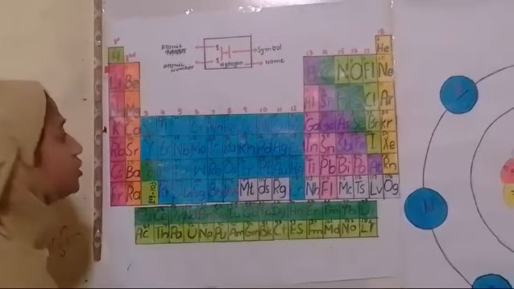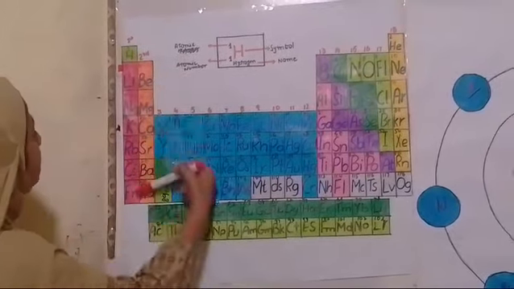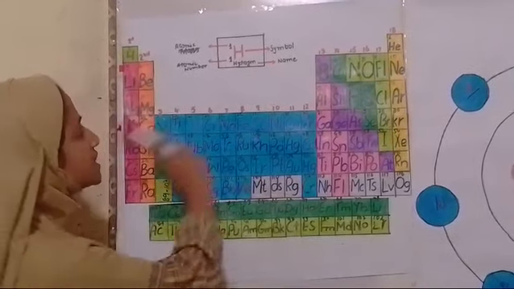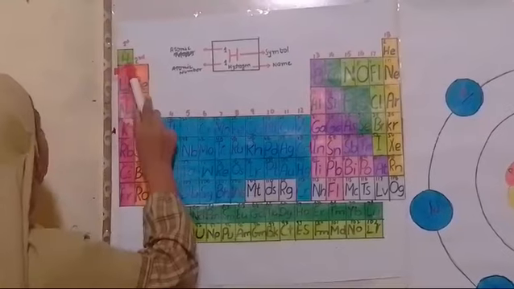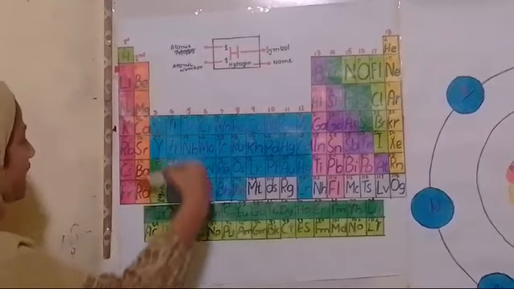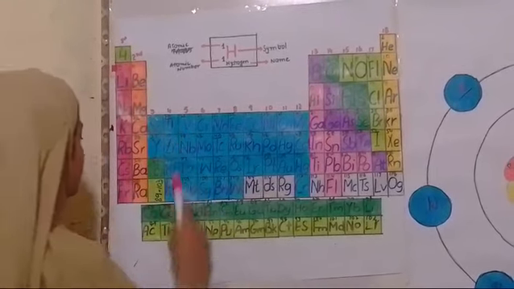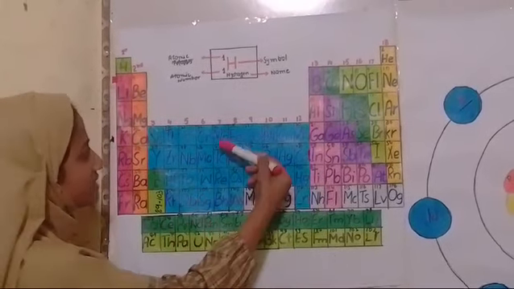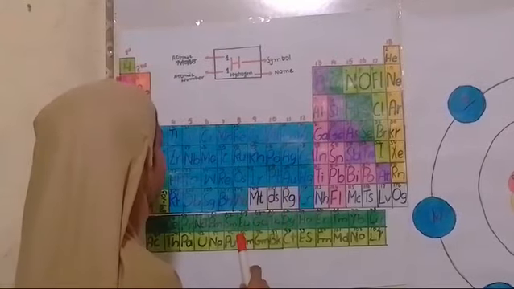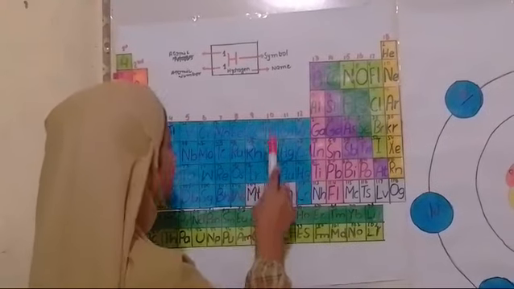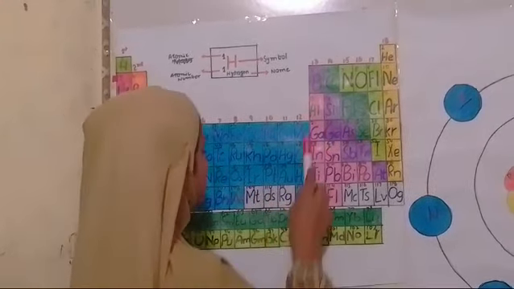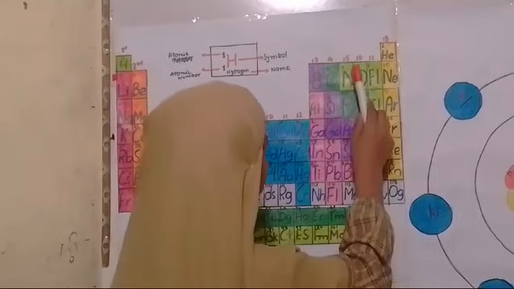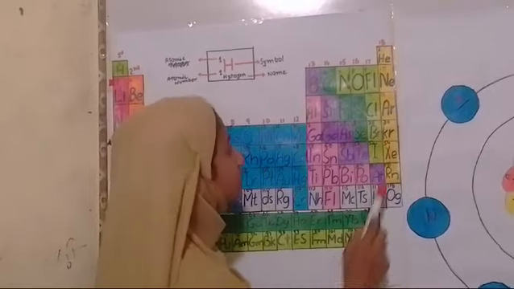The arrangement of elements in vertical columns is called groups. There are 18 groups in the periodic table: first, second, third, fourth, 5, 6, 7, 8, 9, 10, 11, 12, 13, 14, 15, 16, 17 and 18.